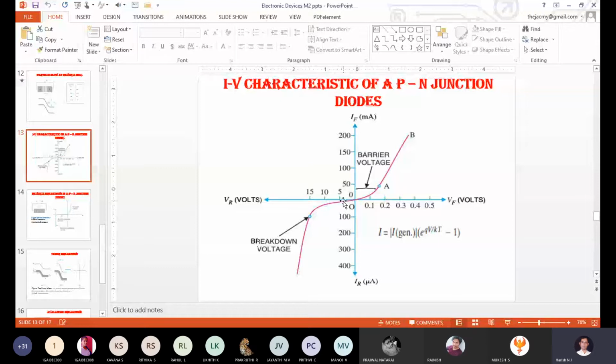Correct. But drift current is not zero, right? When the diode becomes reverse bias, there is something there. So hence I have drawn it this way.